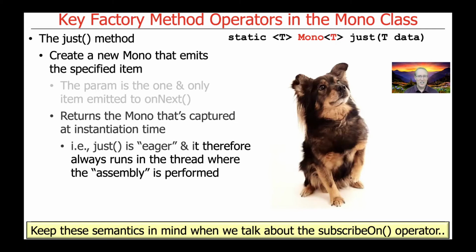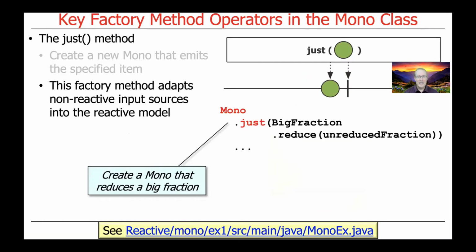The assembly is just the chain of methods that are being put together to create the particular sequence of steps for a Mono in this particular case. Keep the semantics of just in mind when we talk about the subscribeOn operator, because the fact that the processing is done in the assembly thread often has some somewhat unexpected side effects, or some expected non-side effects, as we'll see here shortly. This factory method is commonly used to adapt non-reactive input sources into the reactive model that we see with reactive streams.